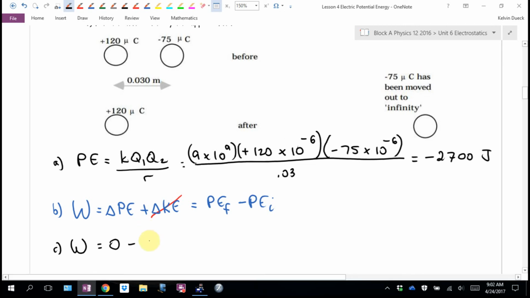Negative 2,000. You notice, Andy, I get a minus minus, which is a plus, and that's good because I would have to add energy to this to get it there. It doesn't want to go there on its own. I have to add energy.